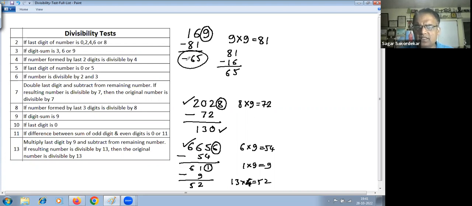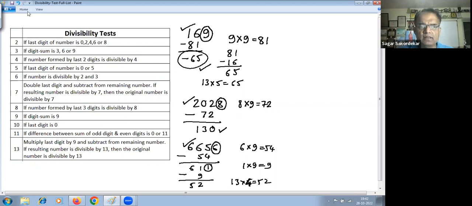Okay, so we don't have to check the sign. 65 is divisible by 13. 13 into 5 is 65. So because this is divisible by 13, this 169 is divisible by 13. Sir, your doubt is clear? Just confirm. So with this, because Isra asked this doubt, all of you understood that the final answer here can be negative also. But we are not checking that. We're checking whether the number is divisible by 13, then okay. So that completes our divisibility test.